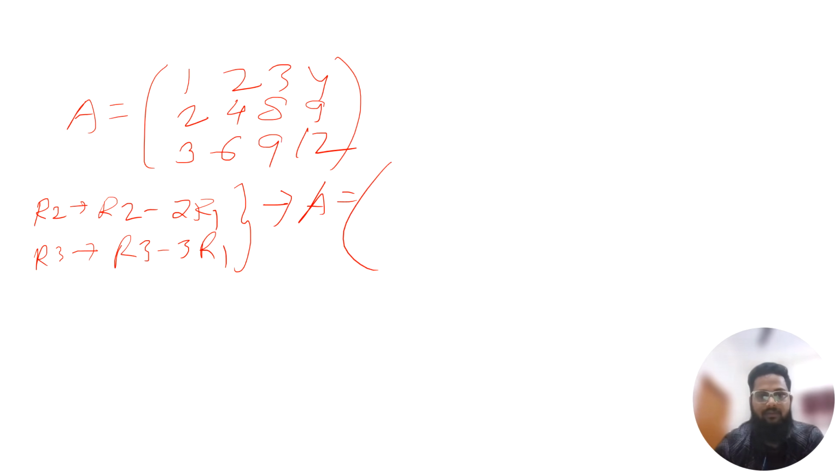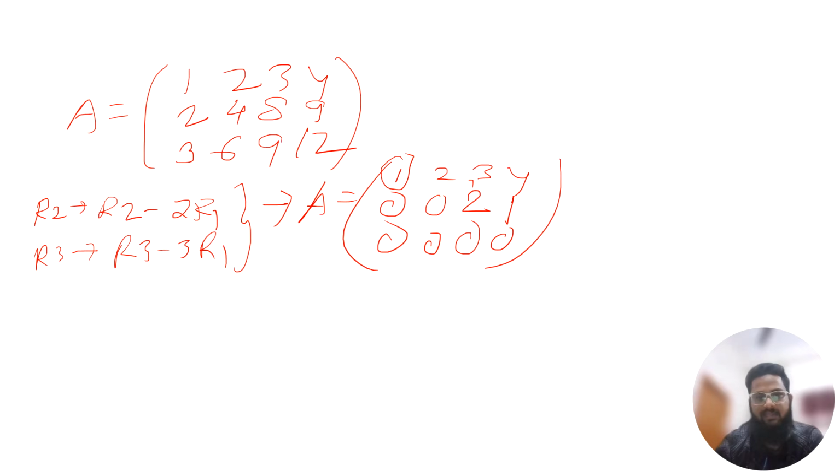So first row will be as it is. So 2 minus 2 is 0, 4 minus 4 is 0, 8 minus 6 is 2, 9 minus 8 is 1, 3 minus 3 is 0, 6 minus 6 is 0, 9 minus 9 is 0, 12 minus 12 is 0. So you are getting this is first pivot, this is second pivot.